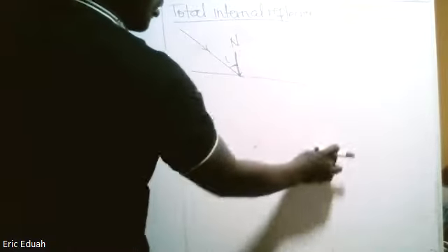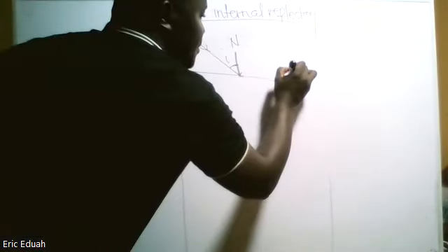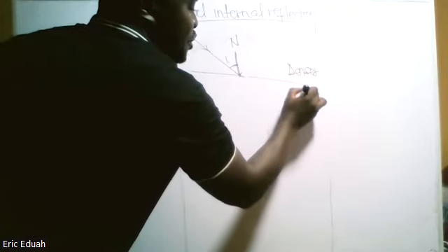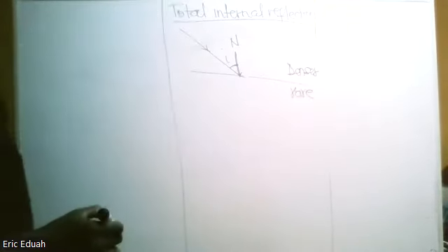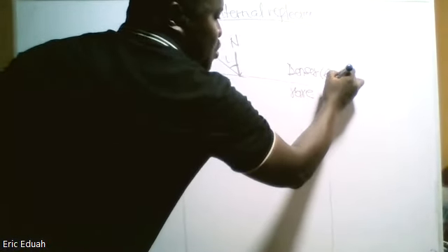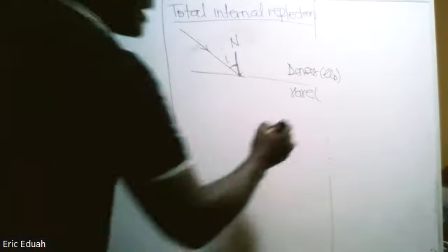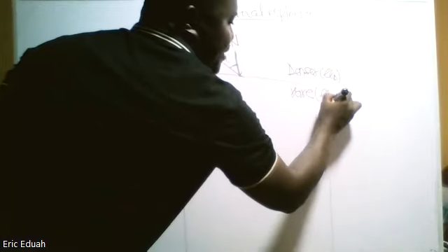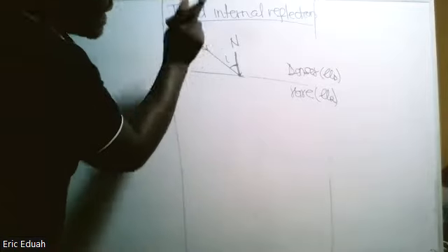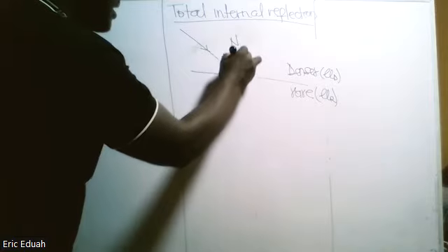So here we have a denser medium, and a rare medium or less dense medium. The refractive index of the denser medium is mu subscript D. The refractive index of the rare medium is mu subscript R. Light must travel from a denser medium into a less dense medium. When it's the other way around, it won't work.